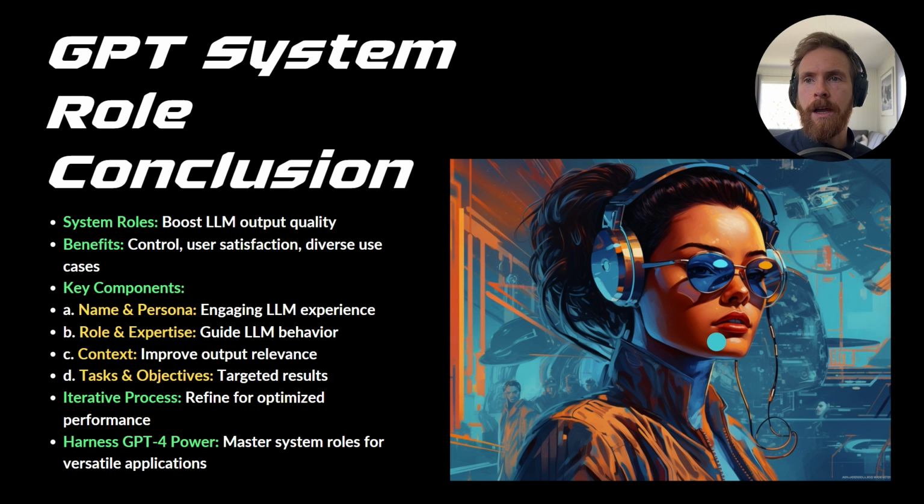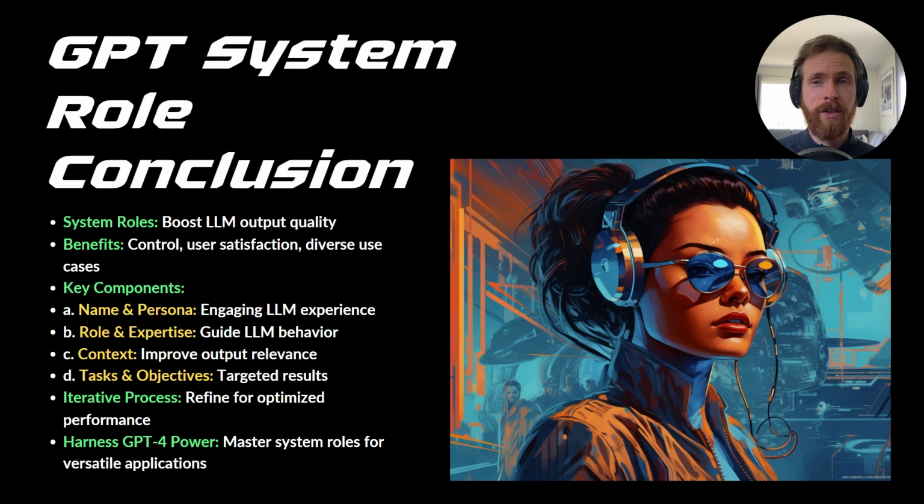But let's take a look at just some overall conclusion of this whole GPT system role. So system roles, these boost the large language model's quality. I have seen tons of examples of this and I use it every day. If I want something good, I apply a system role that's not gonna be so generic. It sounds kind of stupid, right? If you give it a persona, if you give it a name, if you give it a task, then it produces better results. But if you think about it, it makes sense, right? So what are the benefits of using this? Better control, better user satisfaction, and a ton of different use cases.